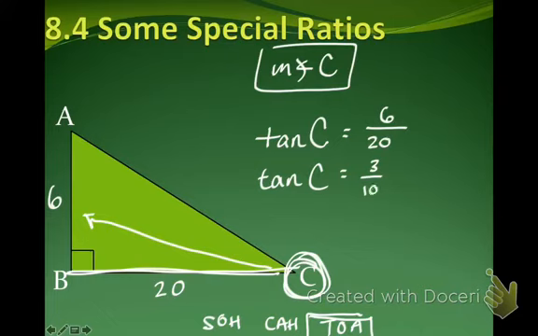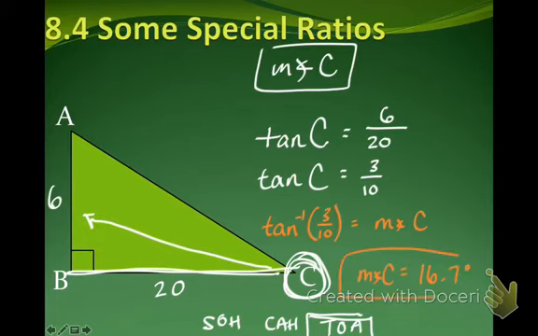Now, using that inverse rule, if the tangent of C equals 3 over 10, then the inverse tangent of 3 over 10 must equal the measure of angle C. So if I go into my calculator and I find the inverse tangent, so I hit second, then I hit tangent, I put in 3/10, I find that the measure of angle C equals about 16.7 degrees. If you're not getting the same answers as me as you use your calculator for this, make sure you're in degree mode because that will make a difference.